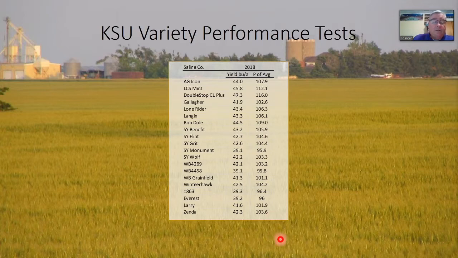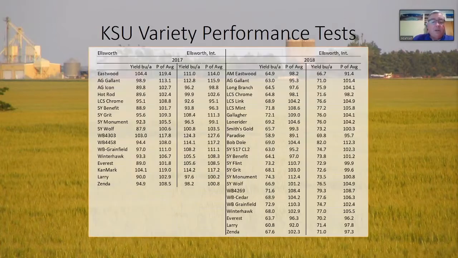When we get into following soybeans and grain sorghum potentially, that's where the Grainfield and the Monument really come in and stand out, or the Gallagher as you go further south. And I think the Bob Dole will fit into that role as well. So we have plenty to choose from. It's just a matter of figuring out what the weather's going to do to you for the rest of the year.